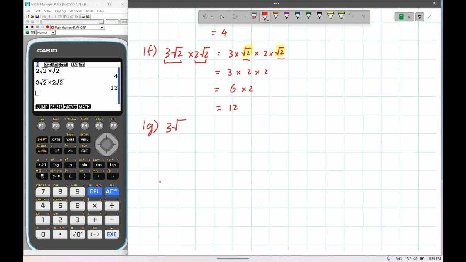Okay, 3 root 7 times 2 root 7. Once again, I'm just going to break this up. Then I'm going to multiply the 3 and the 2 together to make 6. The square root 7 and the square root 7 will make 7. 6 times 7 will make 42.